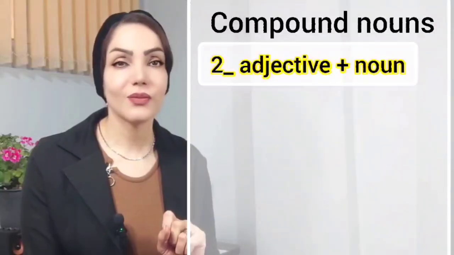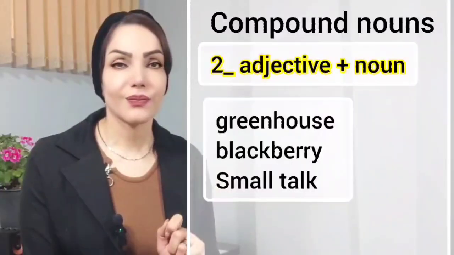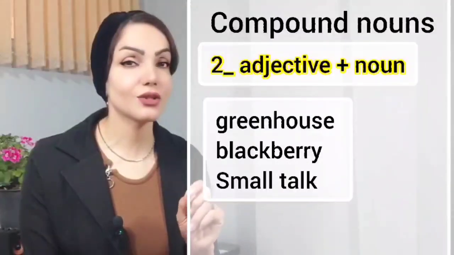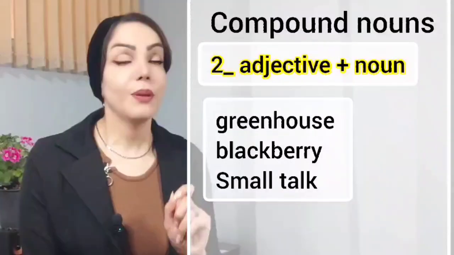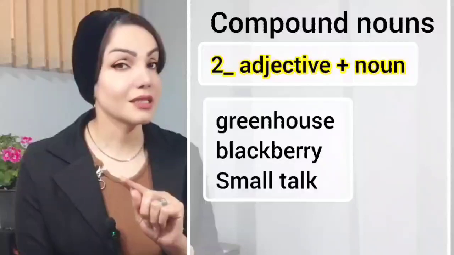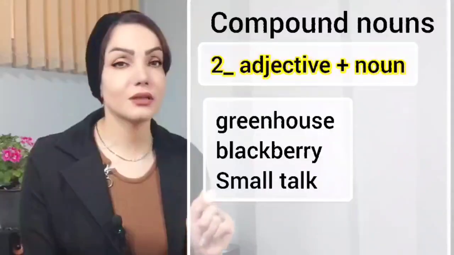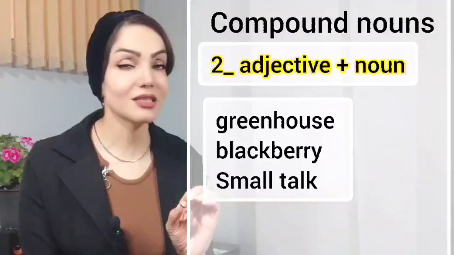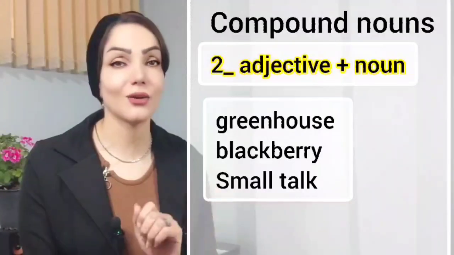Look at here, greenhouse. Green is an adjective and house is a noun. Blackberry, black is an adjective and berry is a noun. Or small talk, small is an adjective and talk is a noun.